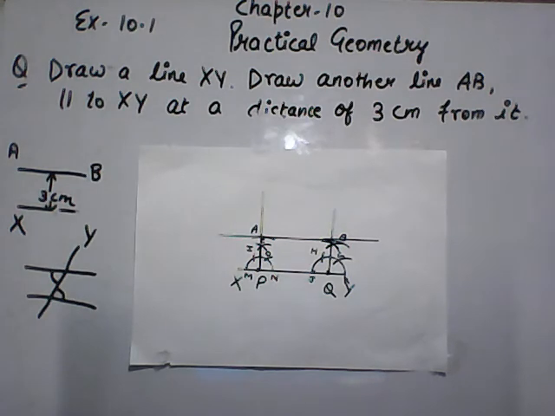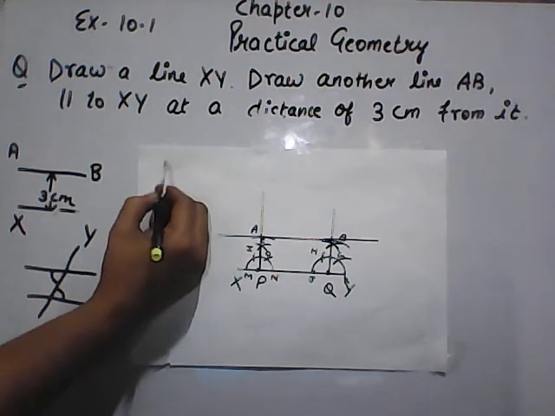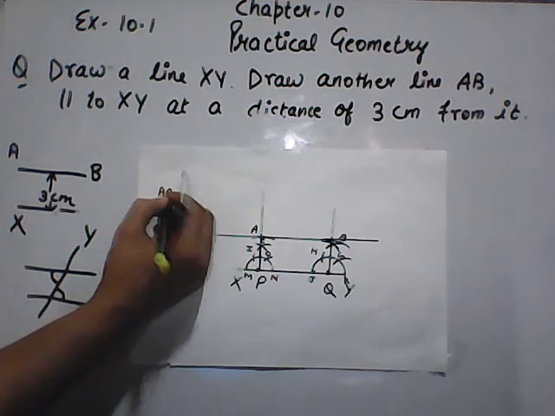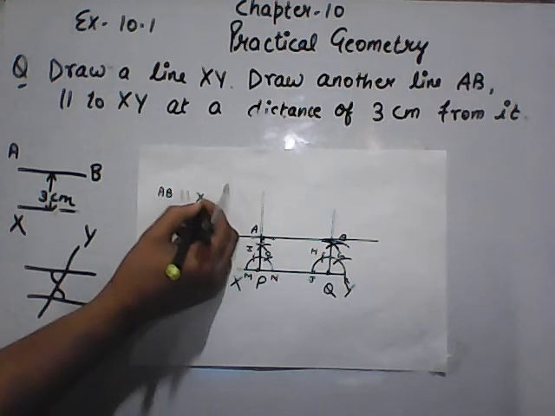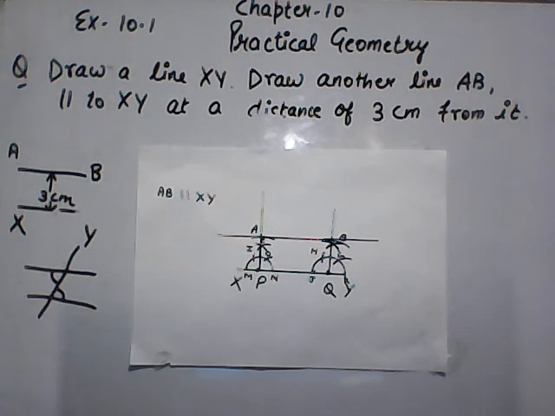Join AB and extend AB in both directions. In this way, line AB is parallel to XY. Here, line AB is parallel to XY at a distance of 3 cm. In this way, you can construct parallel lines at a given distance. Let's move to another question.